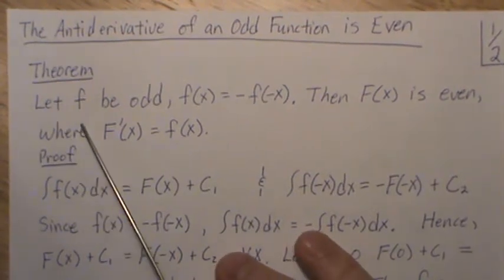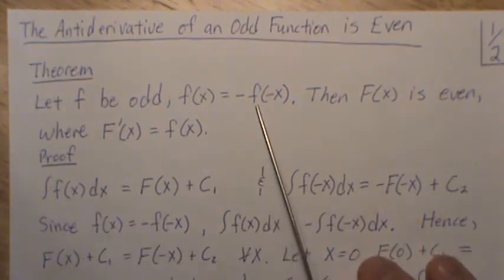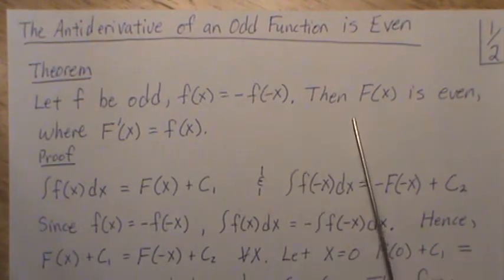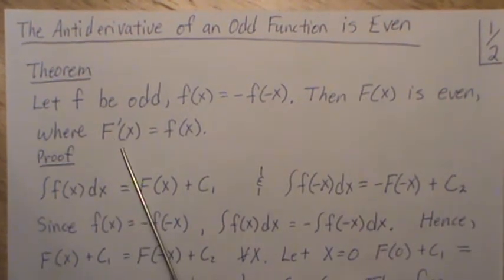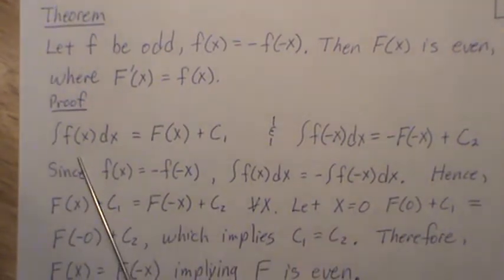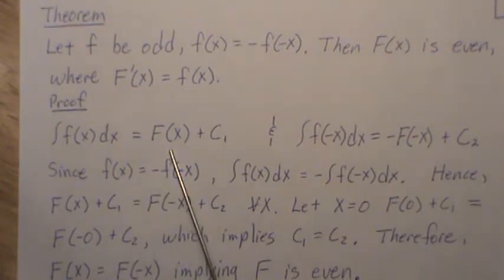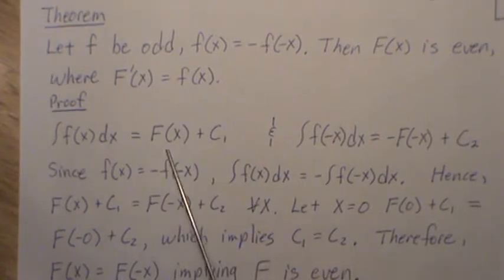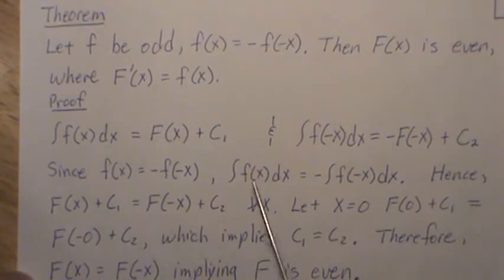So the theorem is: let f be an odd function, so f of x is equal to minus f of minus x. Then capital F is even, where the derivative of capital F is little f. The proof goes like this. If we integrate f of x dx, take its antiderivative, that's equal to capital F plus some constant, right? Because if you take this derivative, you get f of x back.